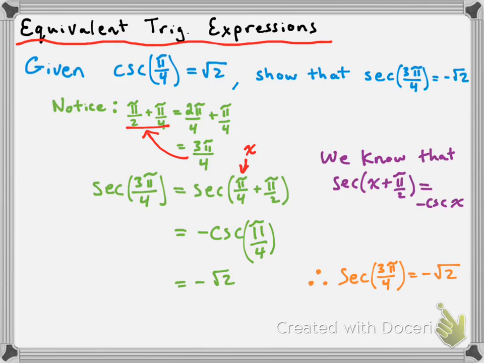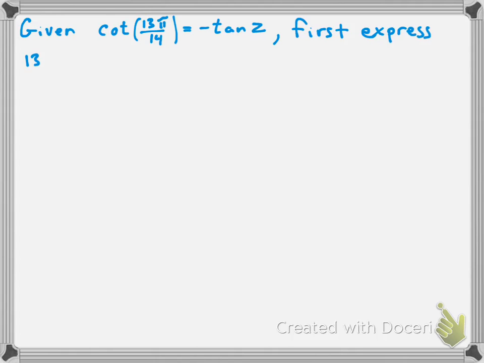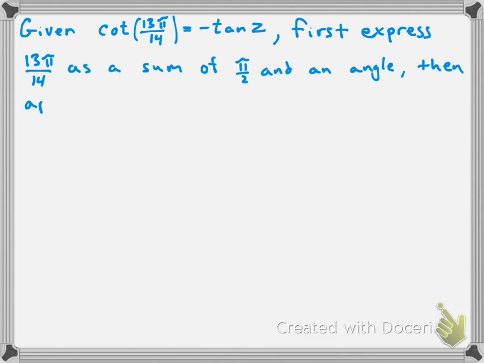I do want to show another example of the kind of question you might get in your homework. So let's take a look. Given that the cotangent of 13 pi over 14 is equal to the negative tangent of z, first express 13 pi over 14 as a sum of pi over 2 and an angle, then apply a trig identity to determine z. Okay, so this gives us kind of a step-by-step process, actually.